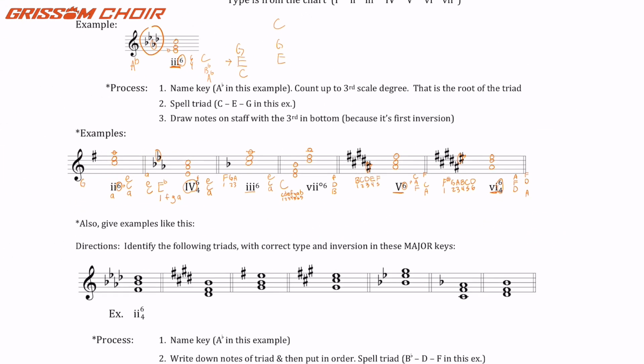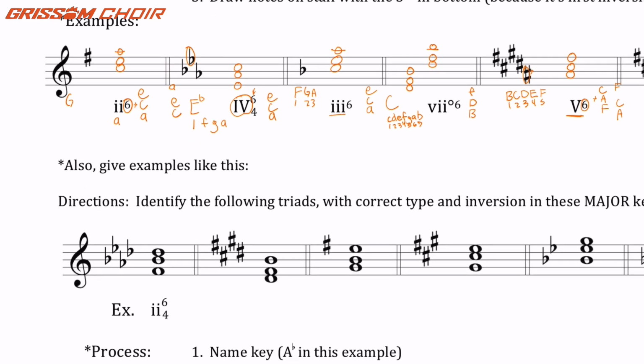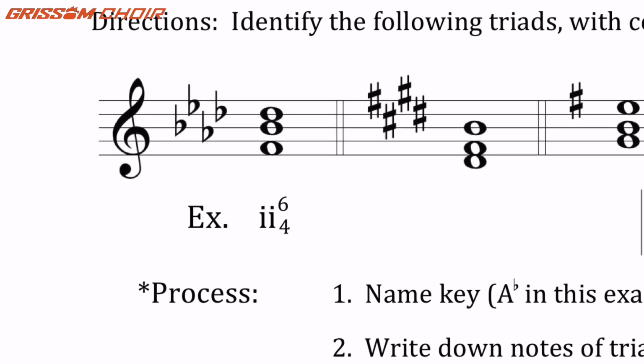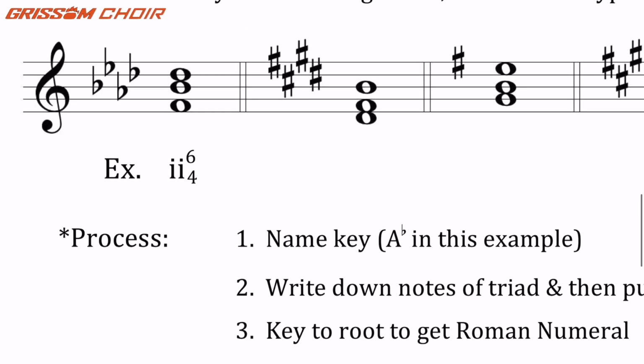You also have to understand that this works backwards as well. Identifying the following triads with the correct type and inversion in the major key. So let's take a look at this first example. First example is already done for us. So it will give you the inversion of the chord. So we look at this example, we name the key signature. The key signature is A flat major, looking at that next to last flat.